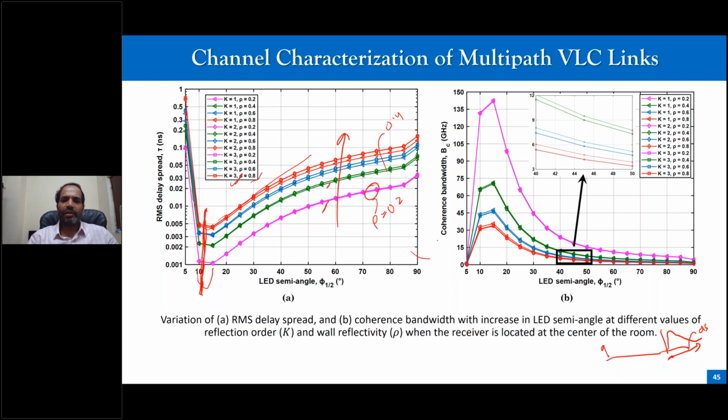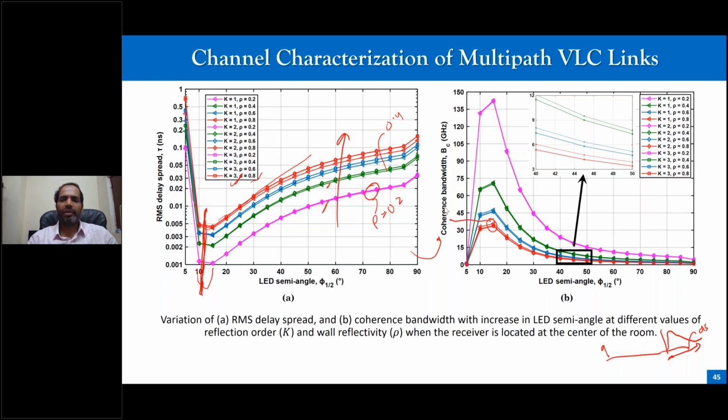Delay spread also translates to coherence bandwidth. So let us look at what coherence bandwidth is available to us. Up to 30 gigahertz is easily available, and the LED's bandwidth is 100 megahertz.